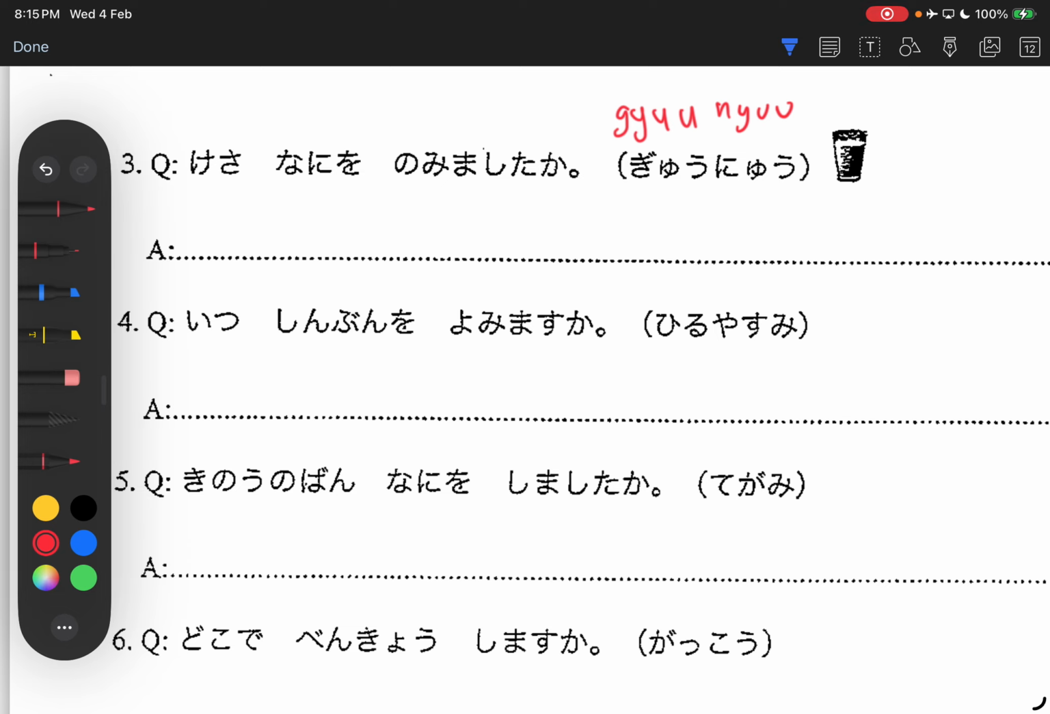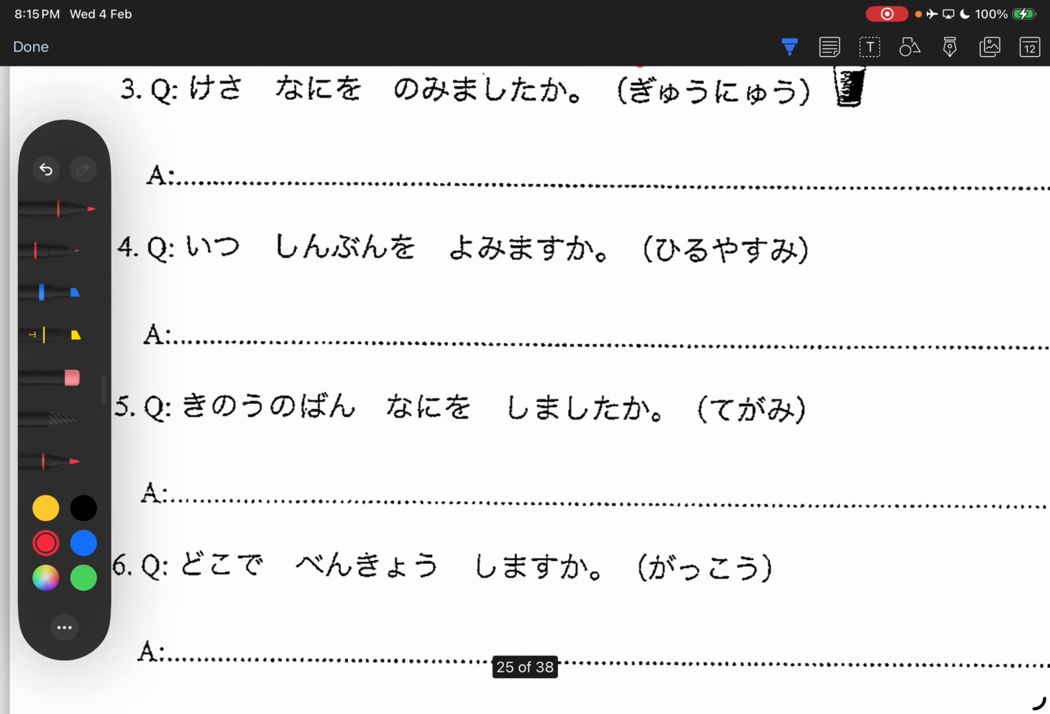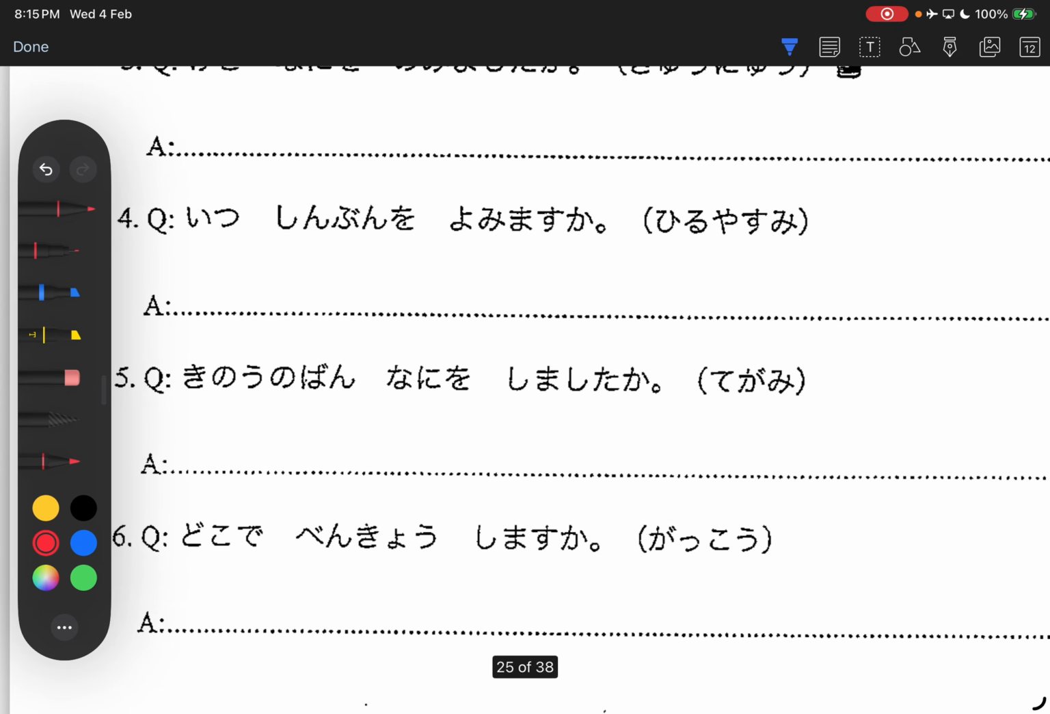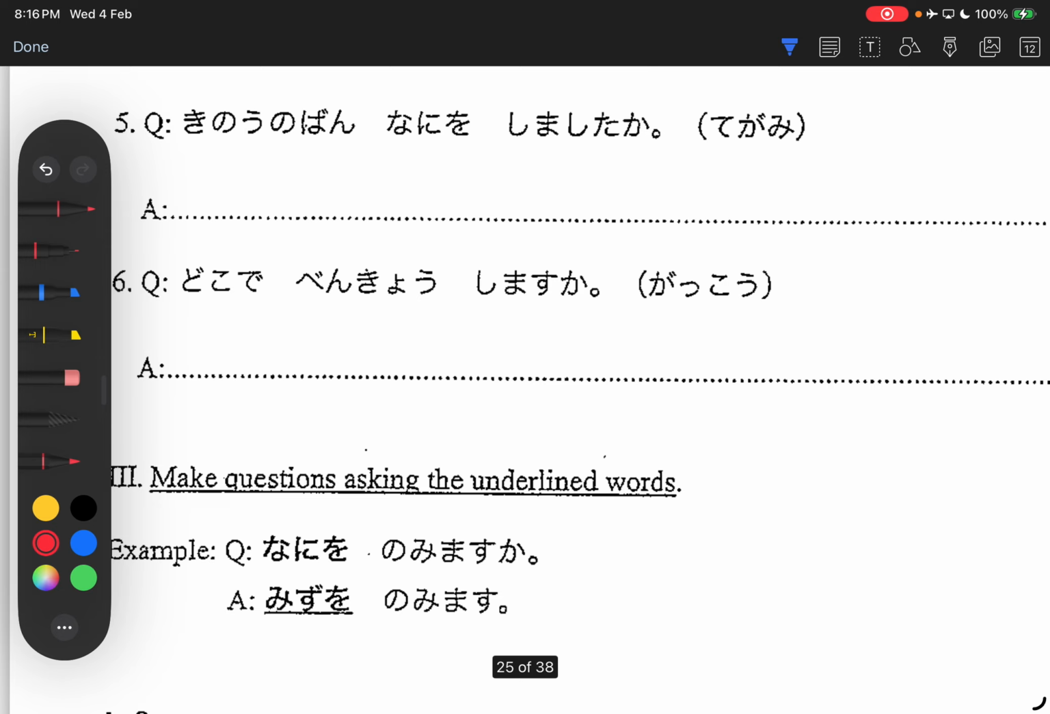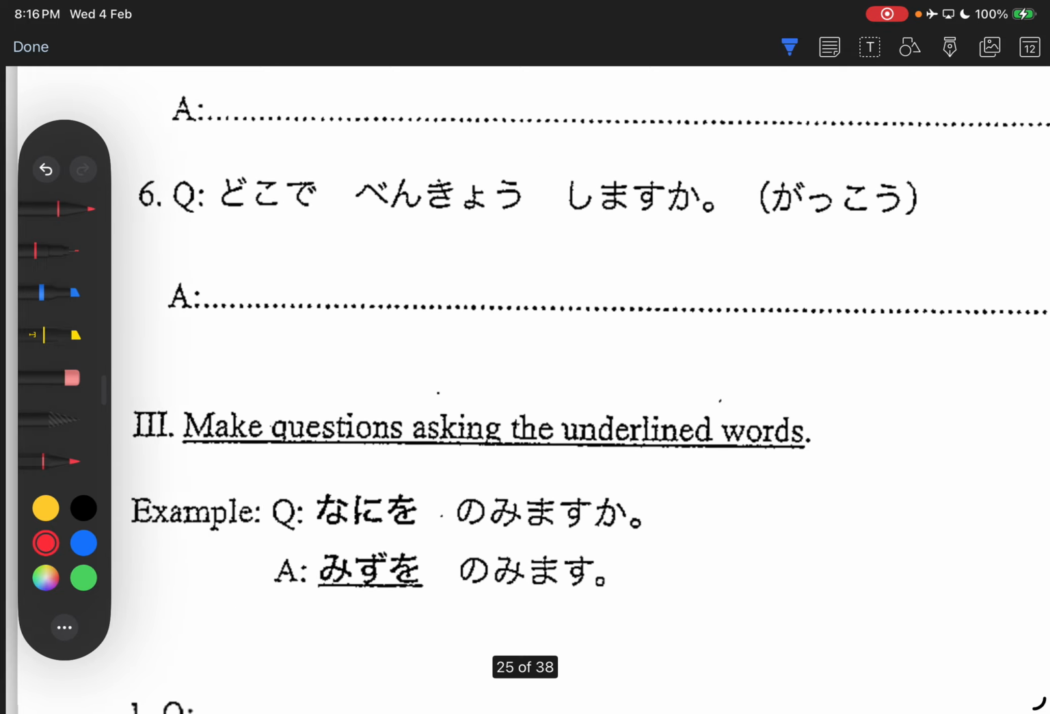Next. 昨日の晩何をしましたか? 手紙を書きます。 Right, letter. Oh, sorry, it's past tense. 手紙を書きました。 Number 6. どこで勉強しますか? 学校で勉強します。 Awesome. At school I study.